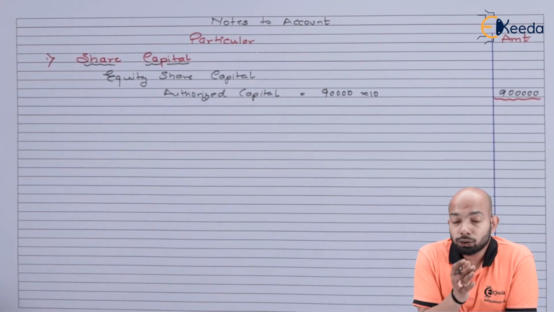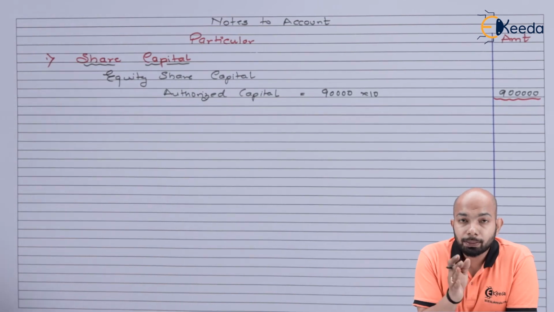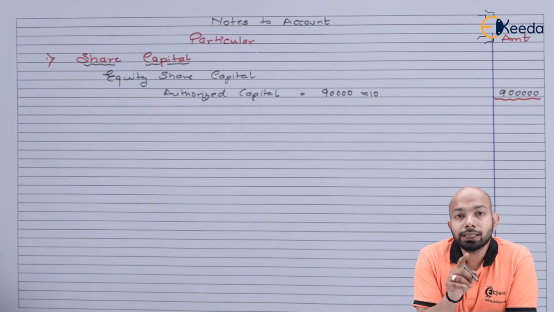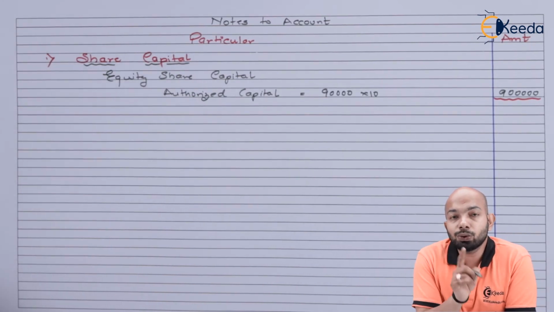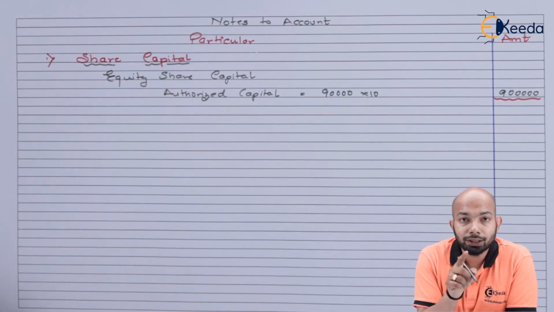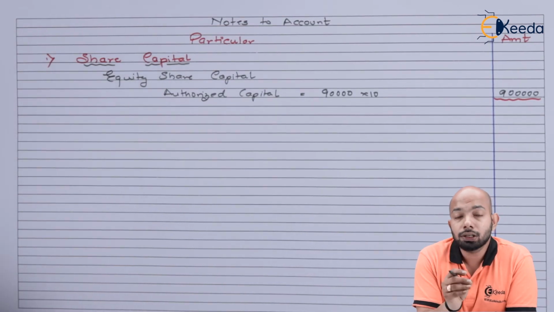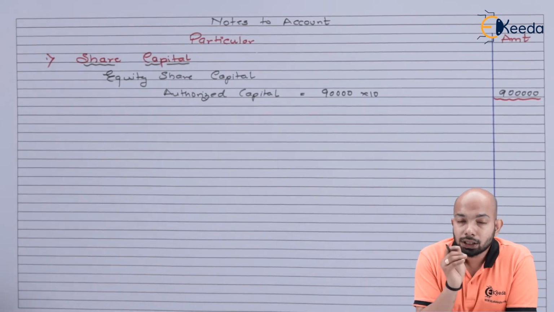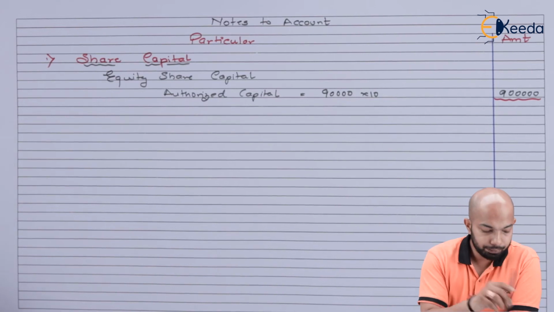The first category is authorized capital, 90,000 equity shares multiplied by 10, that is 9 lakh rupees. I've marked a red line under it, because this total is not supposed to be incorporated into the balance sheet. This is for your reference, your understanding. Whatever comes after this will be a part of your balance sheet.